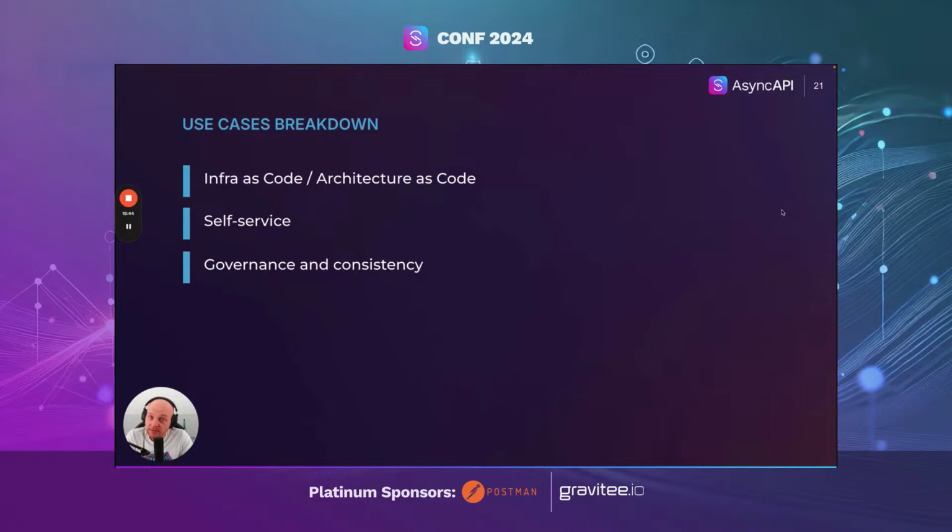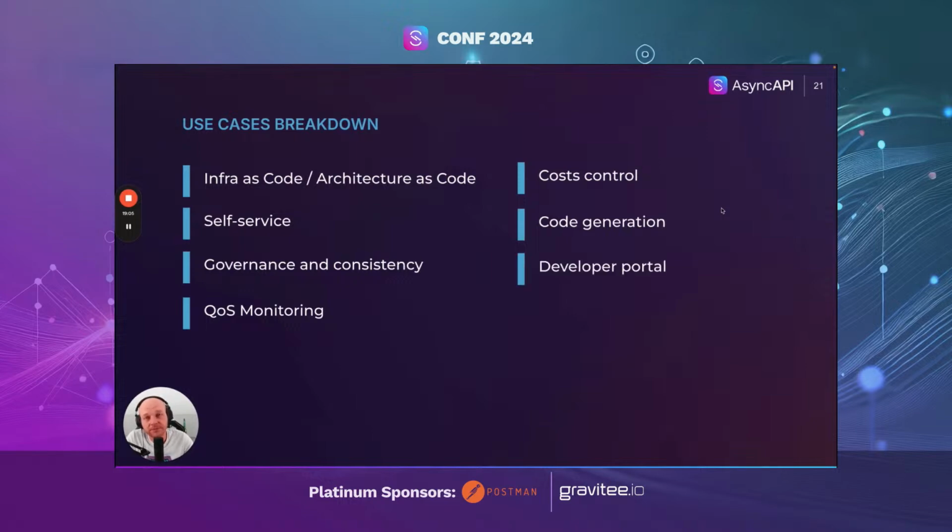Governance and consistency, quality of service monitoring, cost control, which is very much related to infrastructure as code, but I think it really deserves a separate explanation, especially because of the financial aspect of it. Now, of course, we have code generation, and last but not least, a developer portal. And notice I'm not mentioning anywhere that one of the use cases is to generate a documentation page for your service.